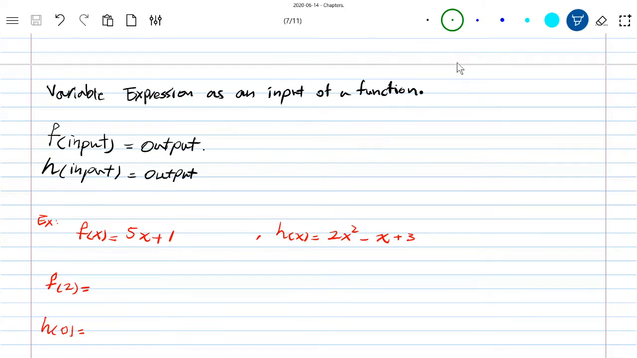And last time I mentioned that normally a function could be written as f of x equals some form of an expression depending on x. Let's say something like x squared plus 2x plus 1. This is a function, and x is your input. And whatever the outcome is, the result is the output.